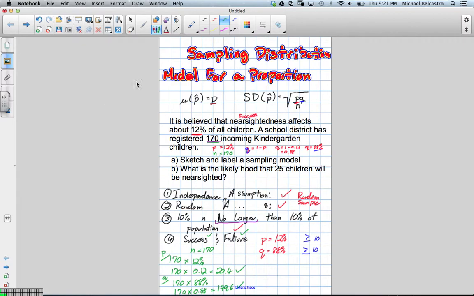So there are already quite a few things we had to do. Very first, we had to make sure the independence assumption was fulfilled. Random assumption: is this a random representation of the population? 10%: make sure that we're not taking more than 10% of the population. And it fulfills our successes and failures, that we're going to get at least 10 successes and at least 10 failures. That's the very first step before we can even start to do a study.